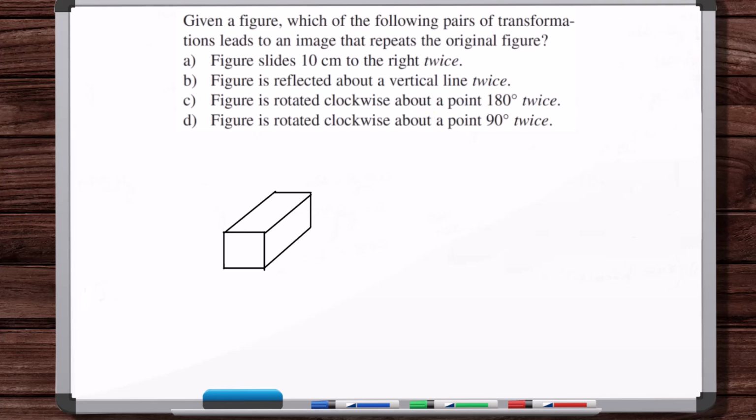Okay, the figure is rotated clockwise about a point 180 degrees twice. Yes, you're going to get the original image back. And you could do this about any point. So that's a 360-degree rotation is what they're saying, right? Okay, it rotated 180 degrees once. And in this case, you actually get the original image back, but that's because this box is symmetrical. Like we could, okay, let me draw something.